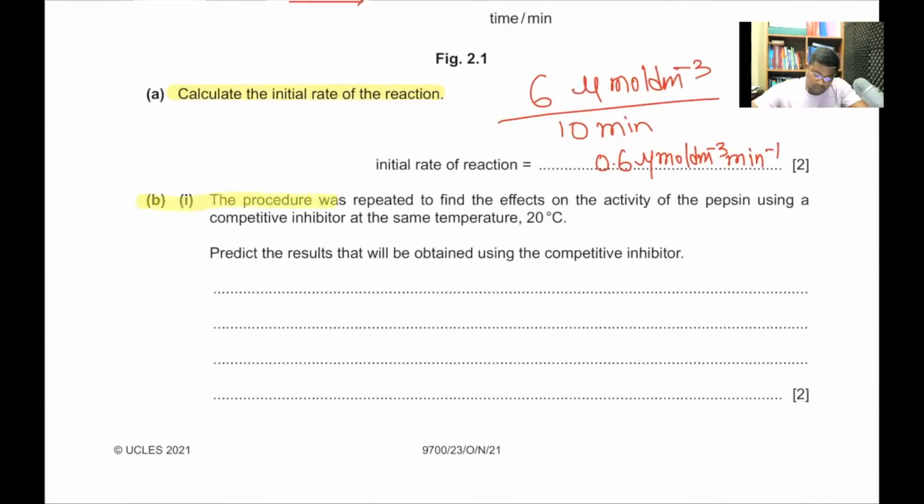Part B1. The procedure was repeated to find the effects on the activity of pepsin using a competitive inhibitor at the same temperature. We know that generally when we add a competitive inhibitor, it will fight for the same space of the active site. A competitive inhibitor occupies the same space as the substrate occupies in the enzyme. Predict the results that will be obtained using the competitive inhibitor. So the initial rate of the reaction will be lower, and it will take longer to reach 10 micromole per dm cube. The final concentration of the product will, however, still be the same.